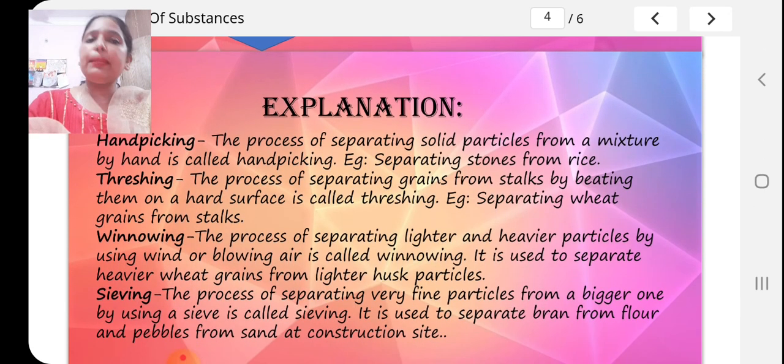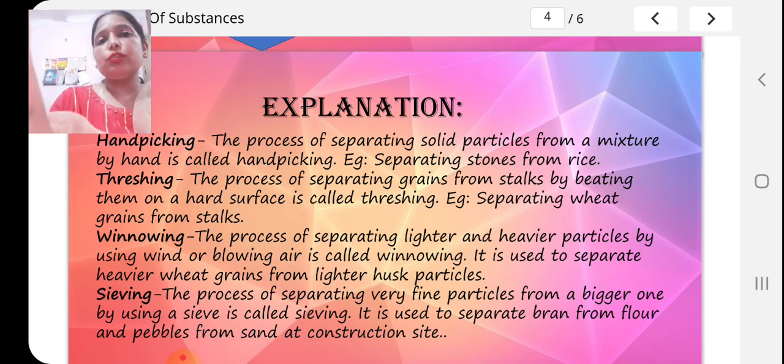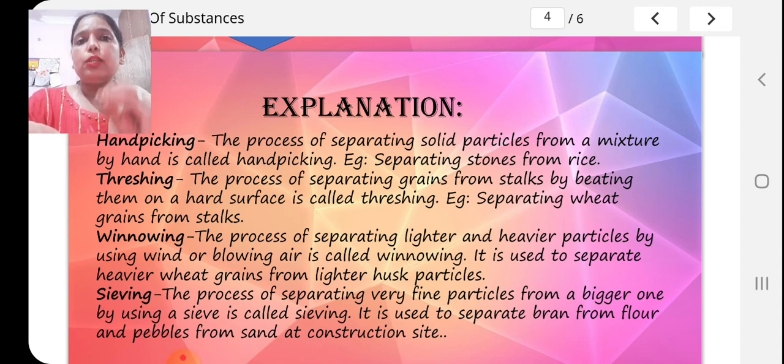First of all, the hand picking method. The process of separating solid particles from a mixture by hand is called the hand picking method. This method is very common, which you have seen at your homes usually, as your mothers separate the stones from the dal, from the rice, and they usually use this hand picking method for the separation of these solid particles, in which the large solid particles are present. So the hand picking method is applied to separate those particles from that mixture.